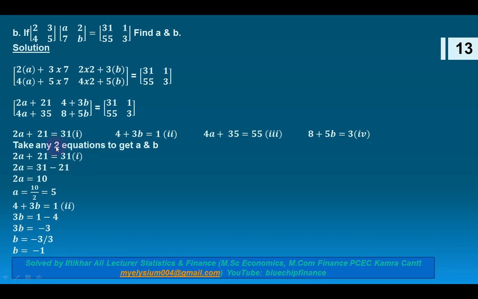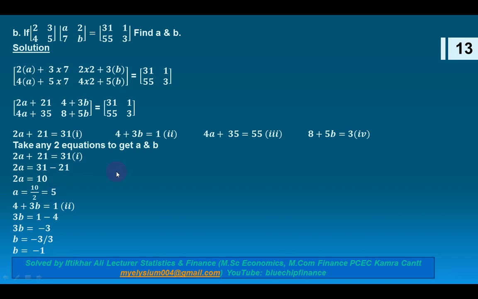For example, here you can see that 2A plus 21 equals 31. We can solve this very easily. It is the case of one variable, so 2A plus 21 equals 31. Just take this constant to the other side of the equation, and this plus will turn to minus, and 2A equals 31 minus 21. 2A equals 10, and the 2 will be divided with 10. So A will be 10 by 2, and the final result is that A equals 5.